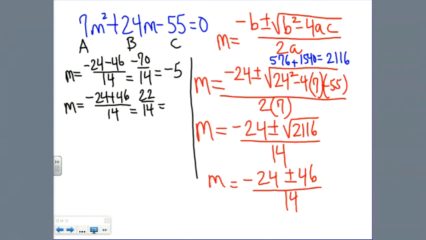And all you have to do with that second answer is reduce it to lowest terms by dividing each number by 2. So that will give us 11 over 7 for the second answer. And in no particular order, our solution set with the little curly braces is negative 5 and 11 over 7. Any questions before we look at one more question?